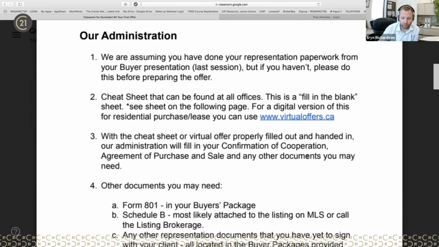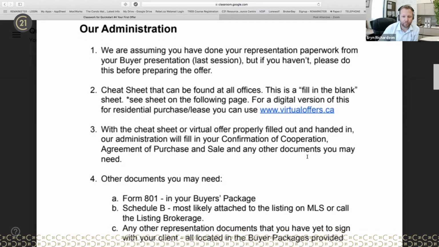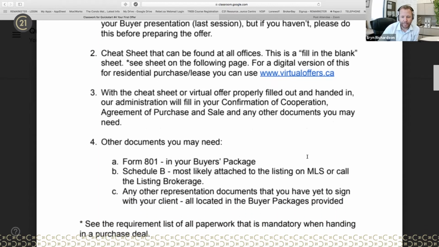With the cheat sheet or virtual offer, they're also going to fill in the other documents. So there's a spot for you to say, I want as well a Form 801, a confirmation of cooperation, a buyer representation, a FinTrack form, all the forms you're looking for. So you'll just check mark that. They'll send you that as well. No problem.